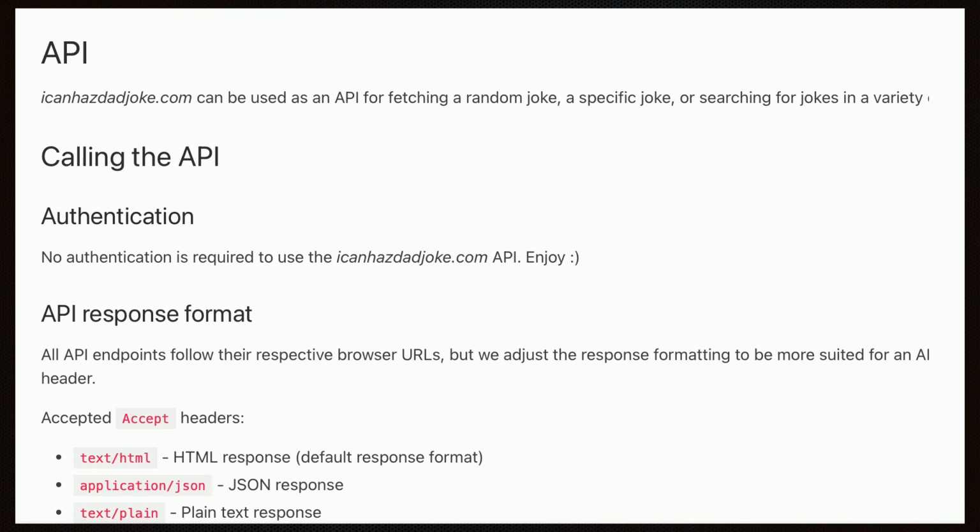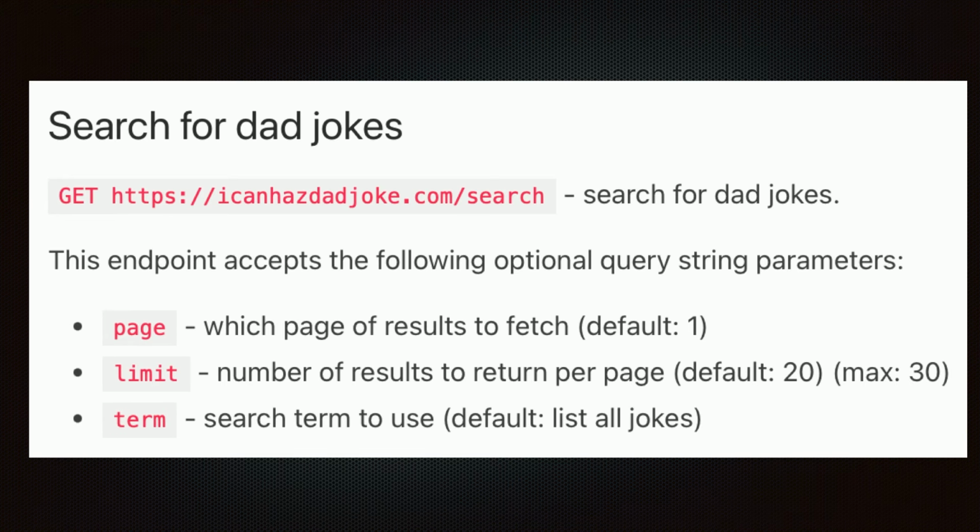Documentation. By definition, public APIs are documented. The quality of that documentation varies widely, of course. But looking through the documentation for dad jokes, we can see other possibilities. Ooh, we can get topical.